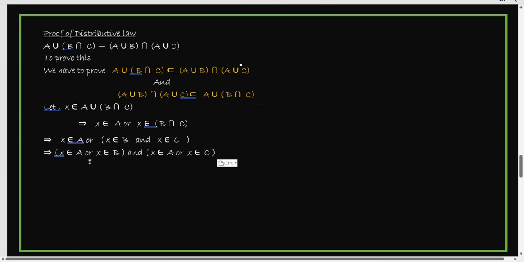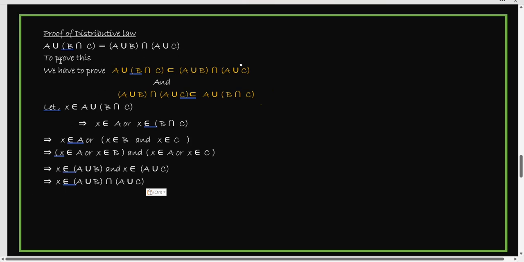That means X belongs to A or X belongs to B, and X belongs to A or X belongs to C. So because "or" is there, X belongs to A union B, you can write like this, and X belongs to A union C. This is also "or". So X belongs to A union B, and X belongs to A union C. So "and" is there, so that becomes an intersection. X belongs to A union B intersection A union C. So what is this? This is the second set.